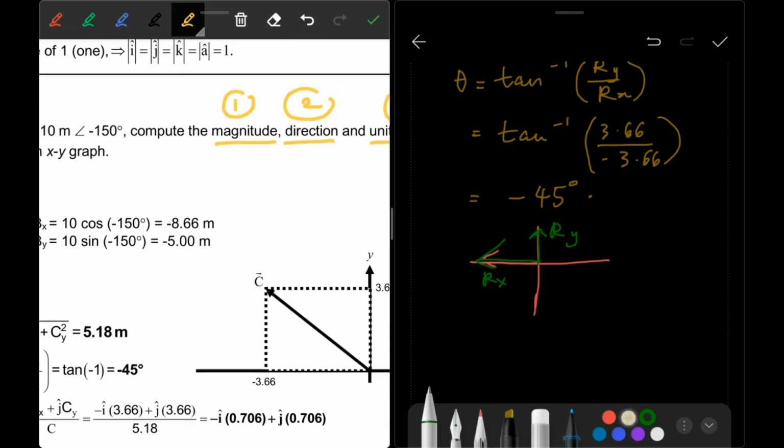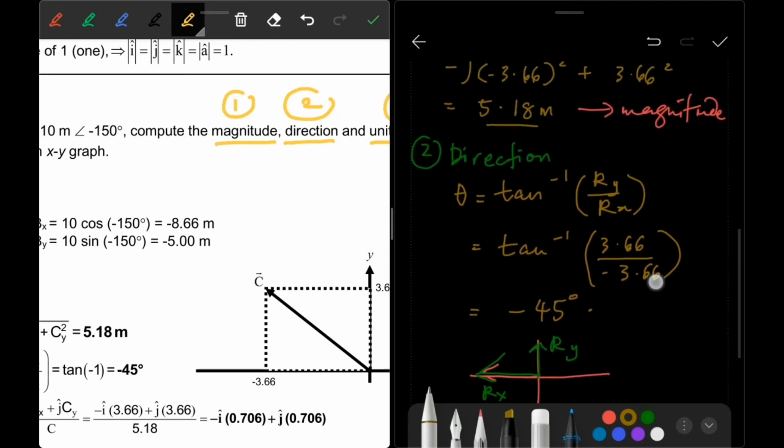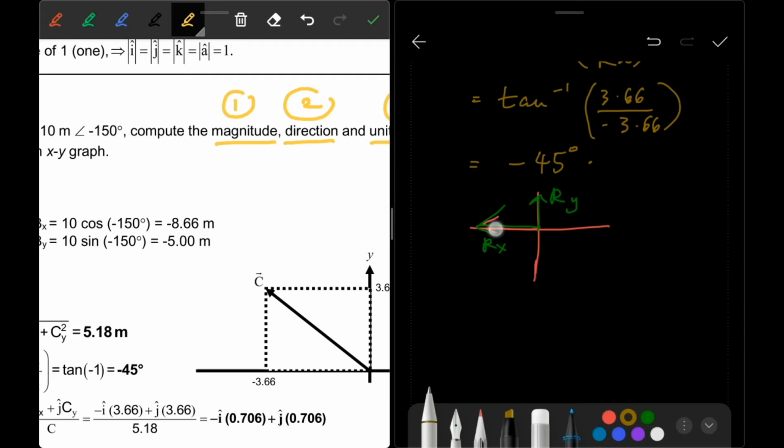So that means this is the resultant, 5.18. The position of the resultant is between Rx and Ry. So it's somewhere here. This is R, the resultant. So negative 45. We just take this value, 45 degrees. Don't you ignore... ignore the negative sign here. Look at 45.